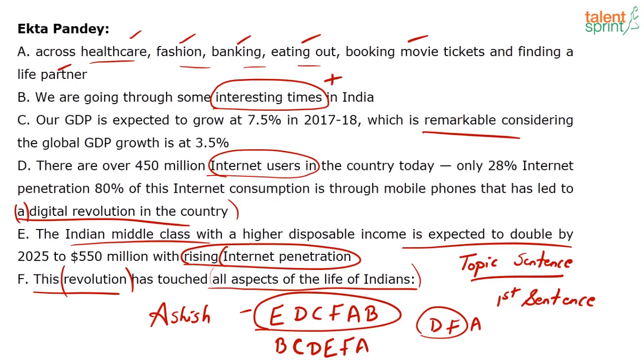But B, C is one, right? The only thing that I will do there, Nilesh, I'll probably put E ahead of D. Why so? Can anybody tell me why? So I'm going with B, C, I'm okay with that, right? We are going through some interesting times in India. GDP is growing, that's going to be remarkable. Why am I putting E ahead of D? My question is very simple. Why am I saying let's put E before D? Can anybody explain that to me, please?